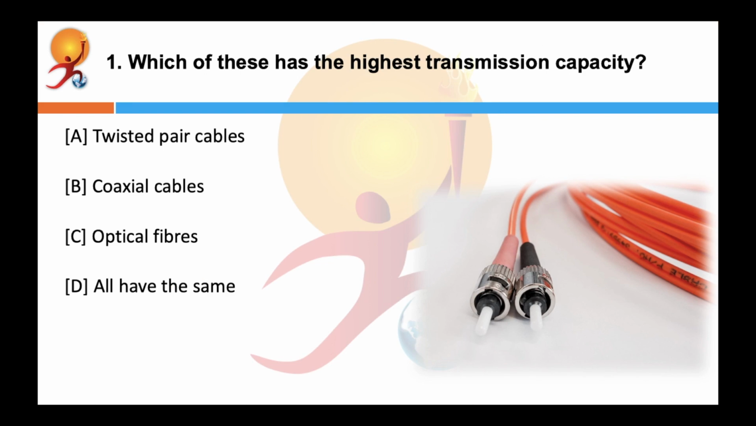Which of these has the highest transmission capacity? Correct answer is C. Optical fibers. Optical fibers have around 26,000 times more transmission capacity than twisted pair cable, and coaxial cables have around 80 times more transmission capacity than the twisted pair cables.